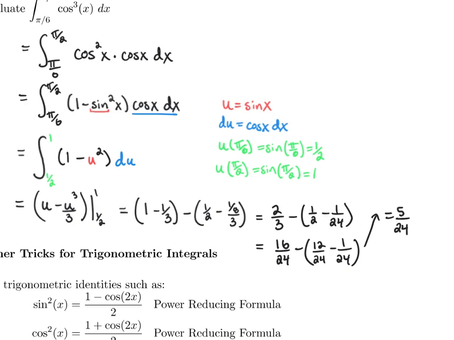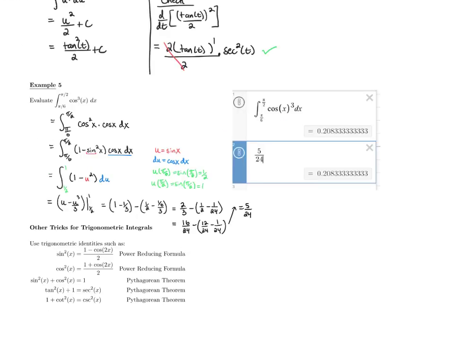Now if you wanted to check this, you could check this in Desmos just by entering in the original integral. Now of course Desmos is not going to give you the answer in a nice form like the exact fraction, but it does give you the decimal approximation, and I can see that the answer that I got, 5 24ths, has the same decimal expansion as the original problem.